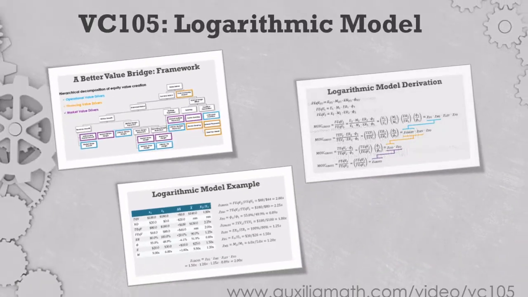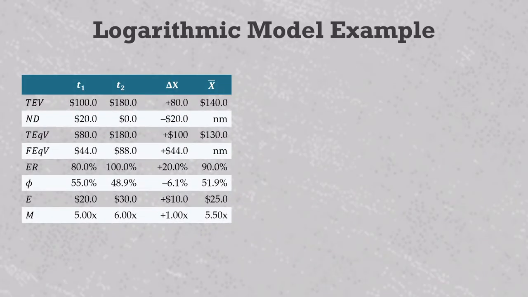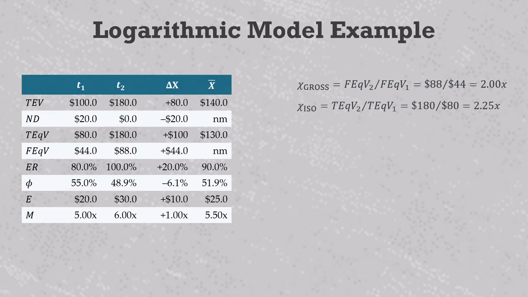Okay, so let's see these equity return multipliers in action. We'll go back to the same company we discussed in the last video, where enterprise valuation grows from 100 to 180. It pays down debt from 20 to 0, and its total shareholder equity grows from 80 to 180. During that time, the GP's equity grows from 44 to 88, and the company's EBITDA grows from 20 to 30 over the hold. These numbers give us the T1 and T2 equity ratio, phi, and valuation multiples that you see in the table. Value creation in the logarithmic model is the GP's gross multiple of invested capital at 2x. Total shareholder value creation is the isomeric return of 2.25x.